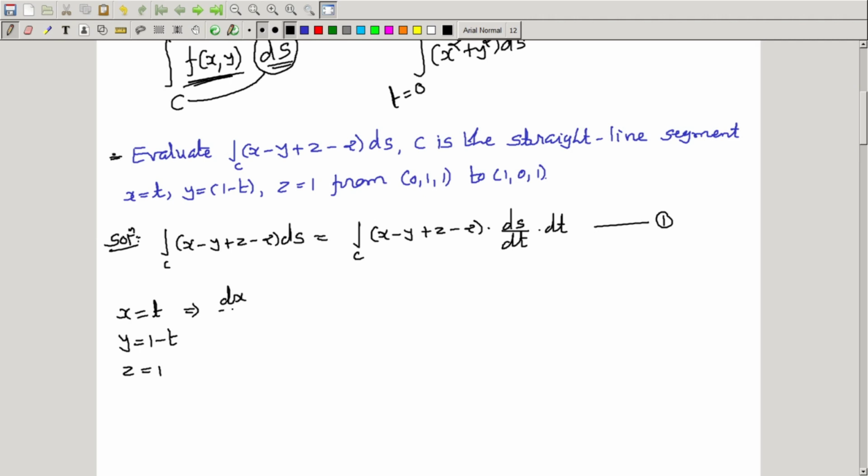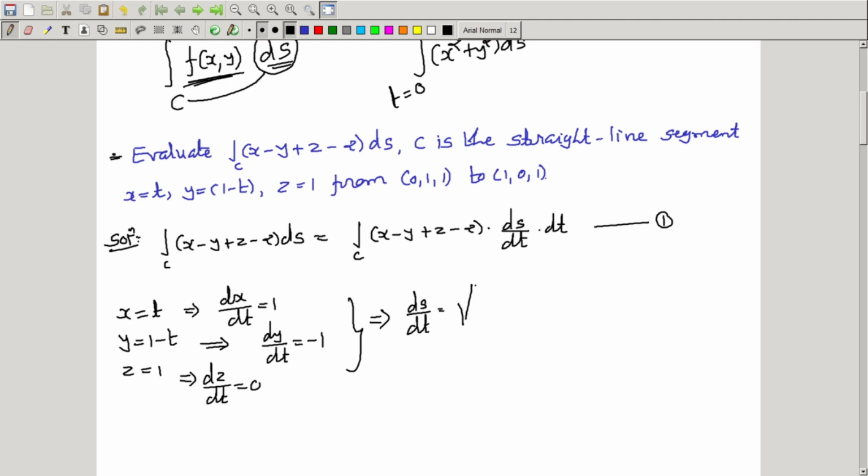So what is the derivative of x with respect to t? It is 1. From this, the derivative of y with respect to t is minus 1, and from this, the derivative of z with respect to t is 0. Right? So what do we have? ds by dt is this.